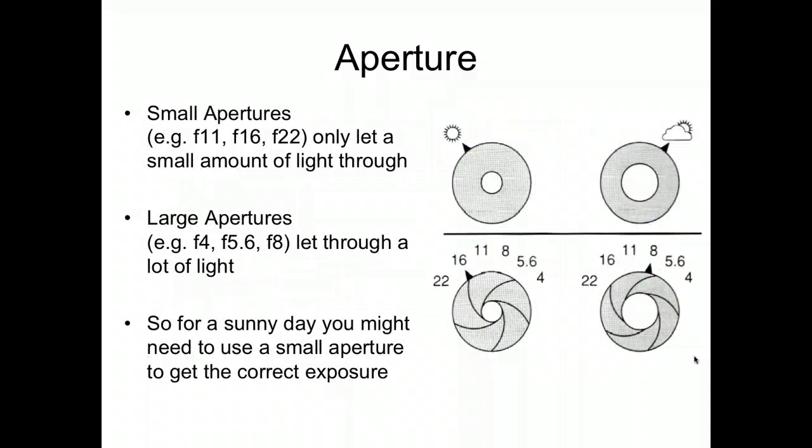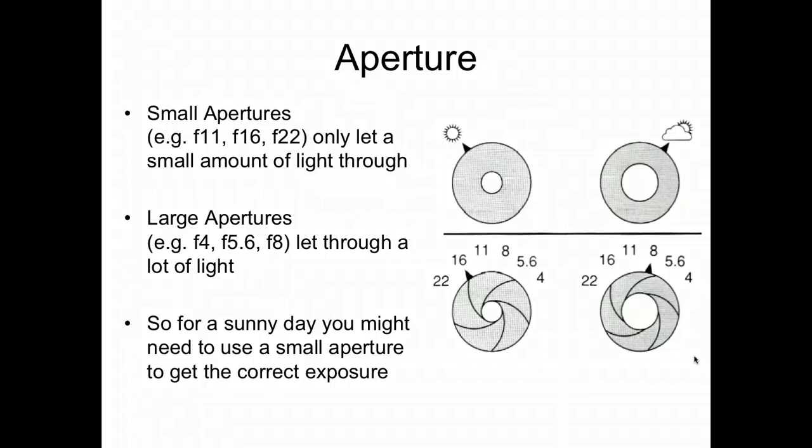So here is an example of what the apertures look like over on the right side. Smaller apertures, for example, f11, 16, or 22, only let a small amount of light go through. So you'll look up at the top, you'll see that little sun on the left side. Notice how much smaller the opening is. When it's set to 16, down at the bottom below it, or 22, the opening is much smaller. Very similar to the pupil of your eye.